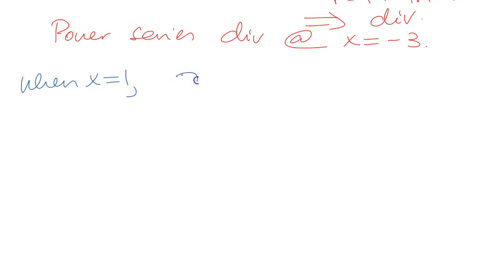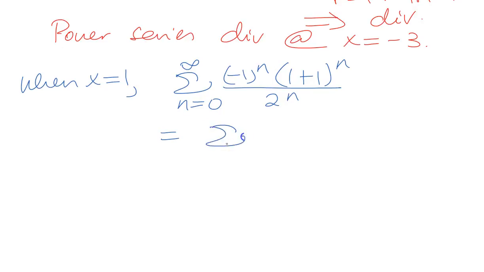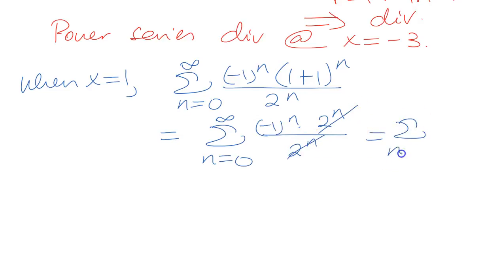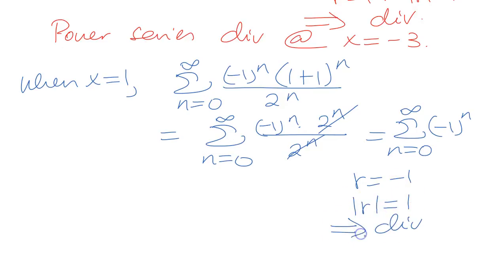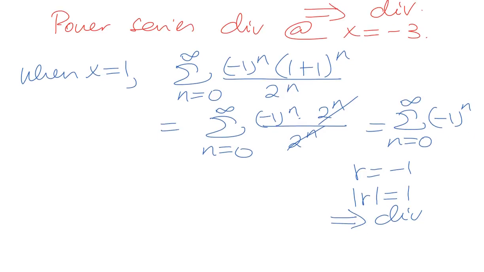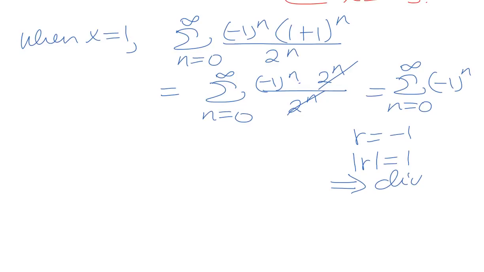When x is 1, go to the original series and replace x by 1. So negative 1 to the n. In place of x, put 1 plus 1 to the n over 2 to the n. When you simplify, it's negative 1 to the n, 2 to the n over 2 to the n. They cancel. And this is going to be n equals 0 to infinity, negative 1 to the n. So the common ratio is negative 1. Absolute value of r is 1. This series also diverges. It's a geometric series with common ratio negative 1 that diverges.